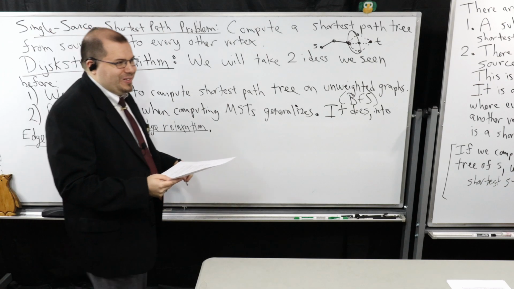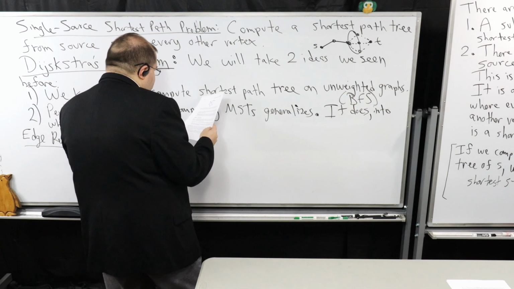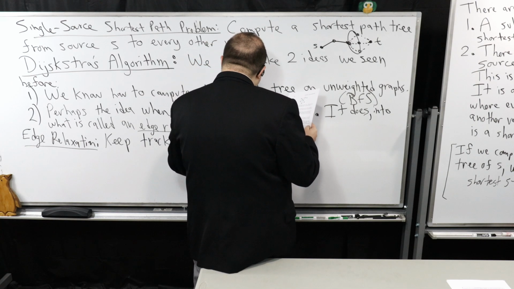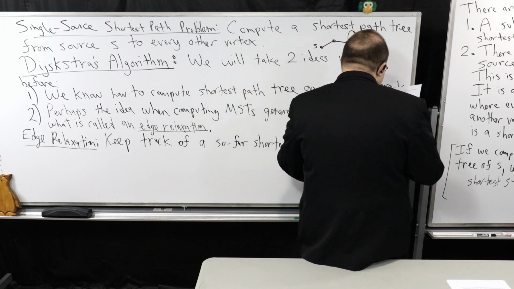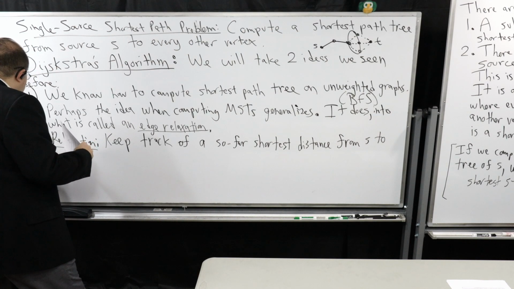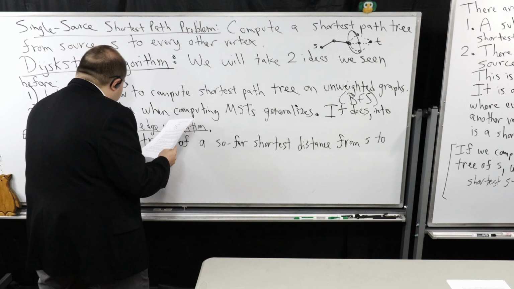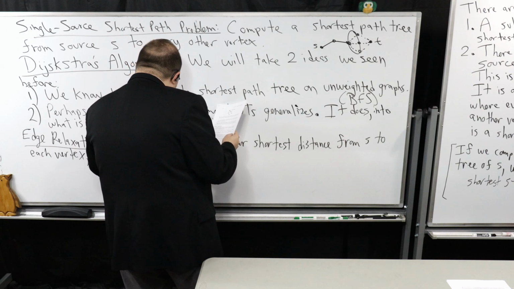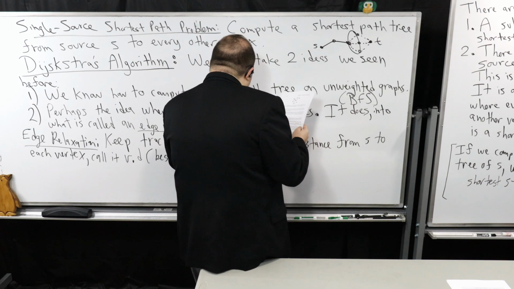It's surprisingly simple, and you're going to see the same idea when I show you Dijkstra. We're going to keep track of a so-far shortest distance from S to each vertex. We're going to call it v.d. That's exactly like what I talked about the other day. This is the best path length found so far.